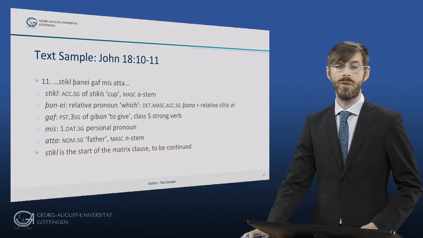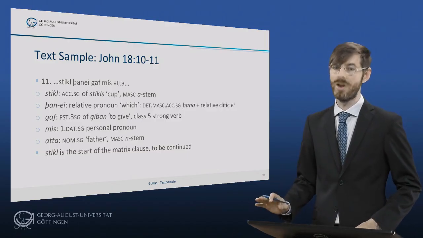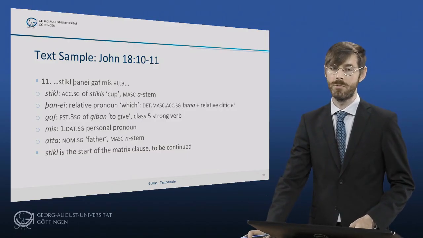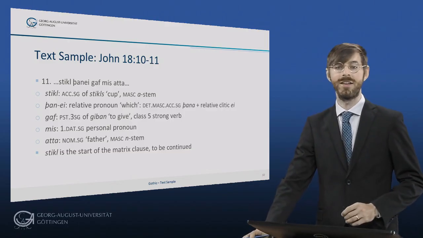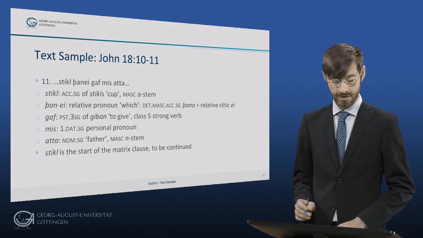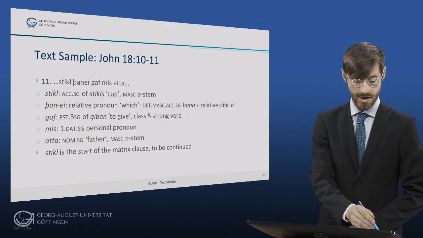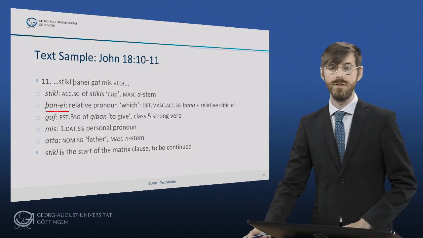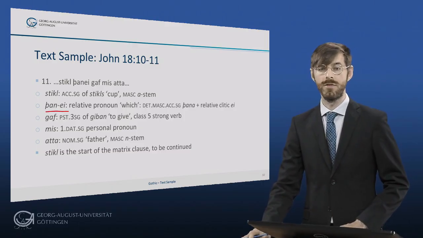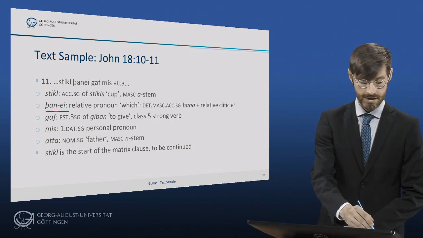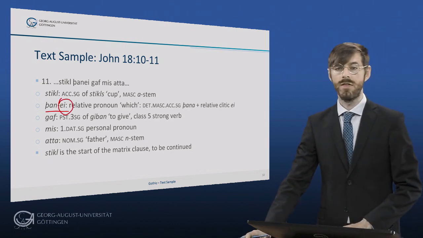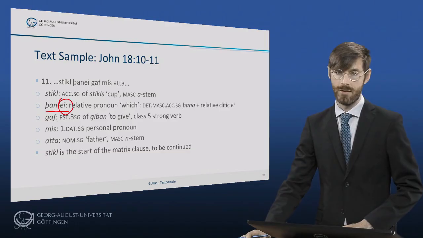Stikl, now, is part of a new main clause, but we'll have to wait a moment to see, since we interrupt our regularly scheduled broadcast with a relative clause modifying stikl. This is introduced with the relative pronoun thanei. This is formed from thana, the accusative singular of sa, with the addition of the relativizing particle ei. This causes elision of the second vowel.